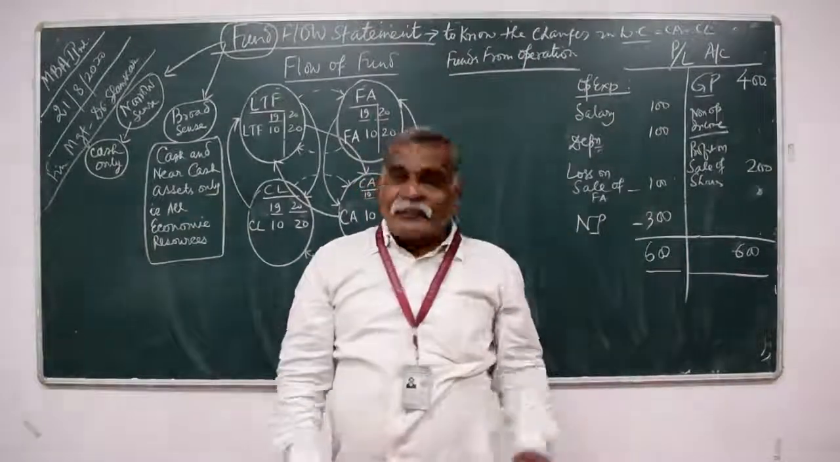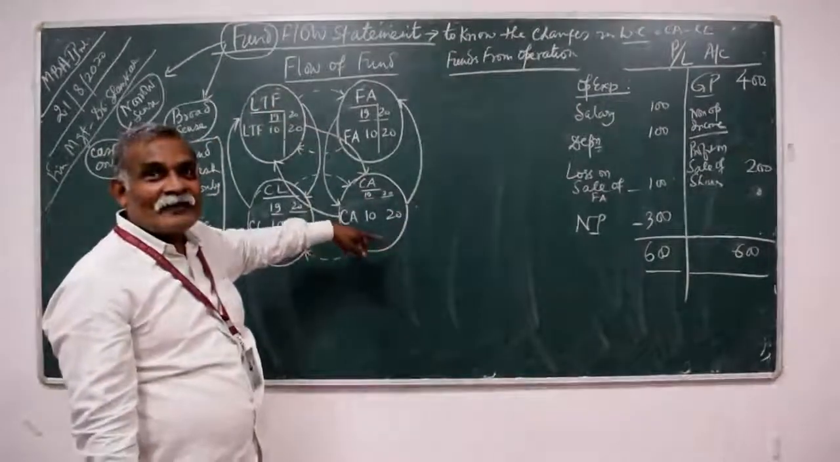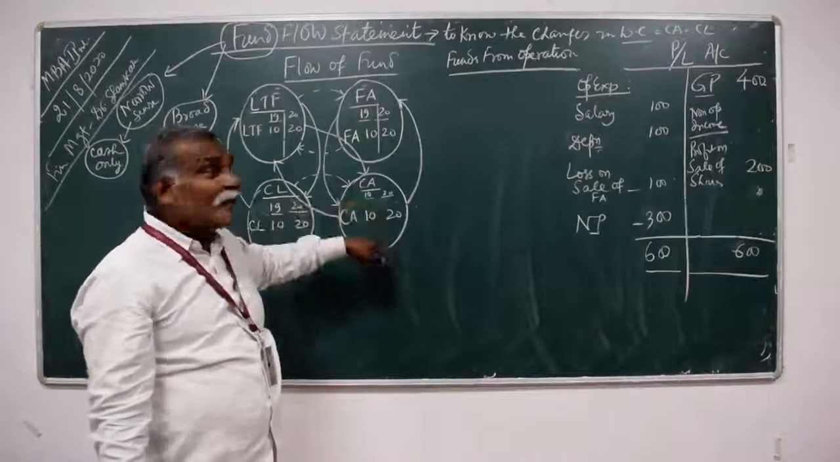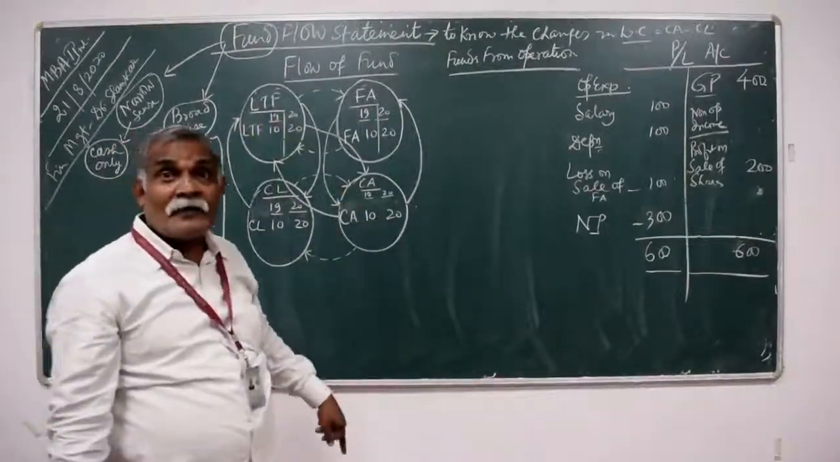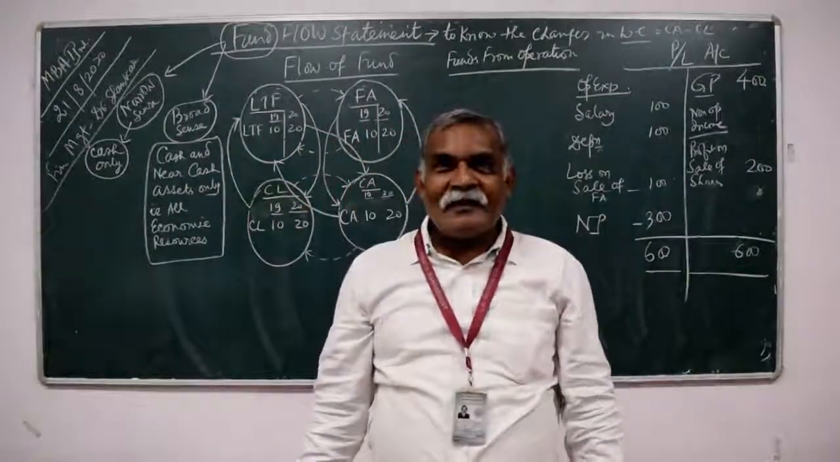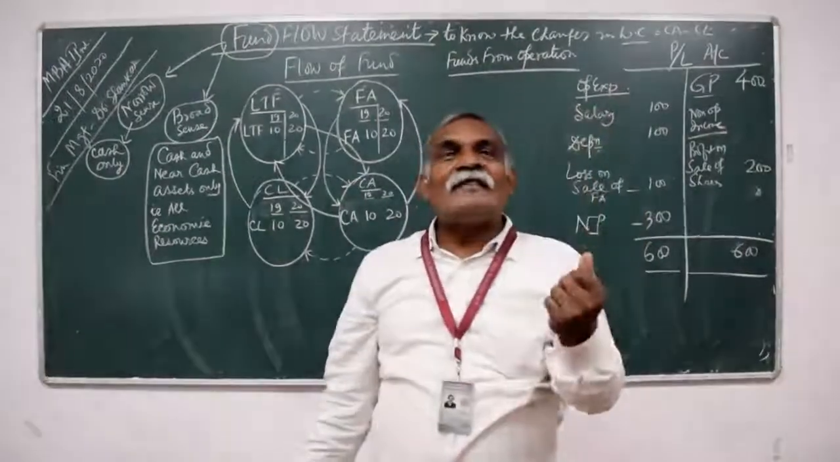Is that clear? Suppose if the cash is increasing, suppose a horizontal transaction. If suppose cash is increasing, maybe because of fixed assets, maybe because of long-term fund. How? Because I have issued share capital. I have borrowed funds. If we borrow funds, then what happens?